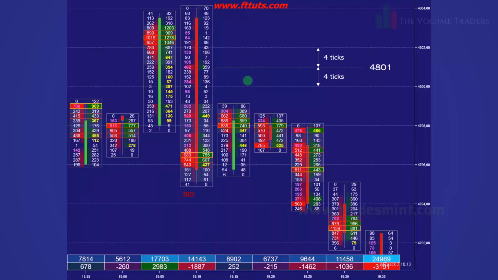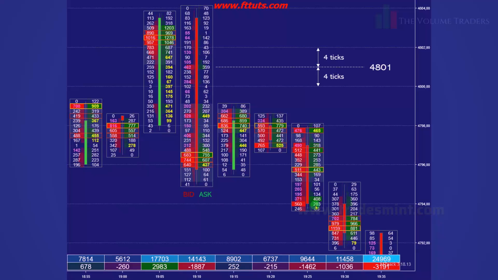The numbers on the left show the volume of contracts that were sold, and this is the bid side. The whole left column is called bid, and the numbers on the right side show the volume of contracts that were bought, and it's called ask. So we have bid and ask on each candle. And this is completely basic knowledge.